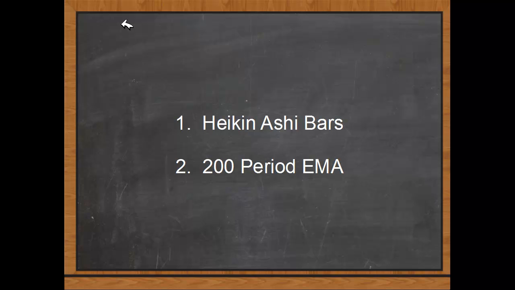Okay. The second thing I use is a moving average, and for demonstration purposes, I'm going to stick to one moving average. It's the 200 period exponential moving average. All right.